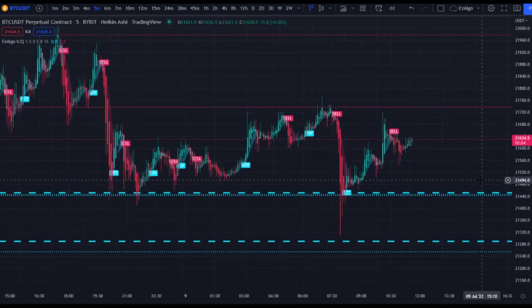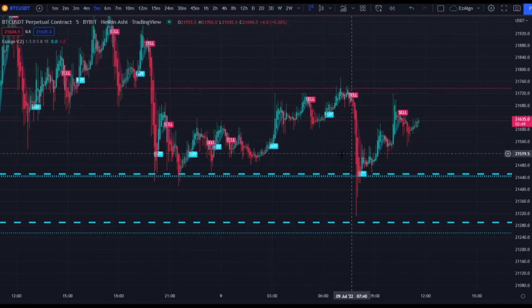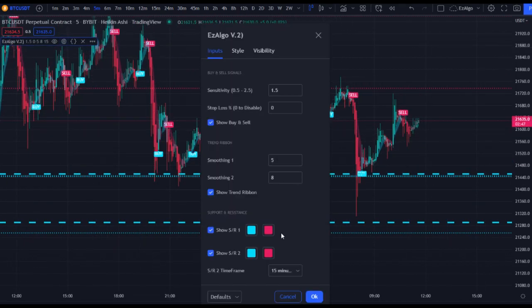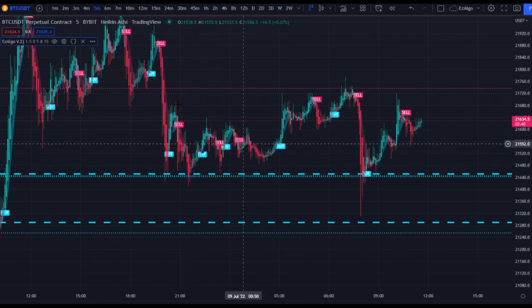So what you're going to be doing is waiting for price to come to a level on the chart, come to a support or resistance level. Now, if it comes down to a level on a higher time frame as well, as you can see, this is a support level on the 5-minute and the 15-minute, that's even better.